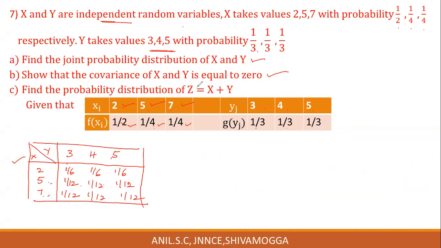Find the probability distribution of Z equal to X plus Y. First we construct the domain of this set, the possible values of X plus Y. These are the values attained by X and these are the values attained by Y. 2 plus 3, 5. 2 plus 4, 6. 2 plus 5, 7.